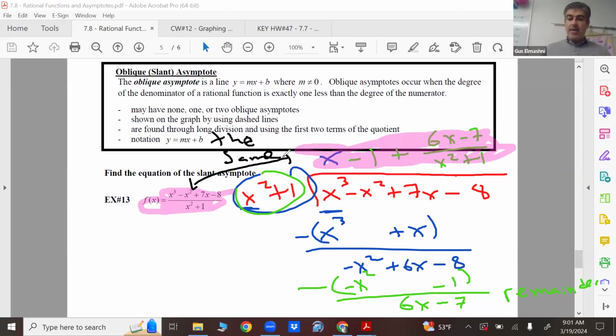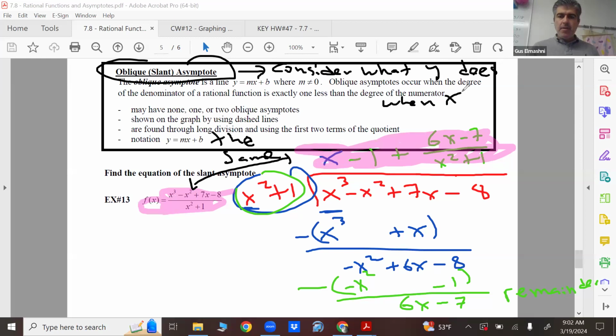These are the same. So why do we do this then? What's the whole point? Slant asymptotes. This is what happens when x is really large. Okay. So for a slant asymptote or oblique, what you want to do is consider what y does when x approaches positive infinity or negative infinity.